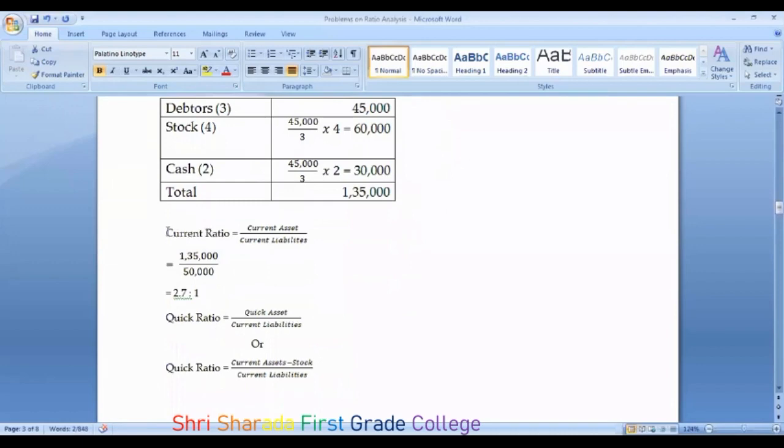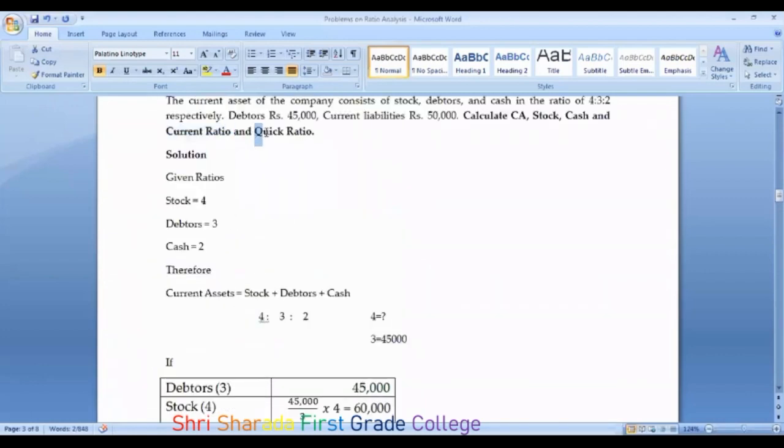So the ideal ratio, you can also write here. Therefore, the ideal ratio of the current ratio was 2:1. But here it is 2.7:1. So the firm is under a better condition. Okay. And they have also asked you to find out the quick ratio.